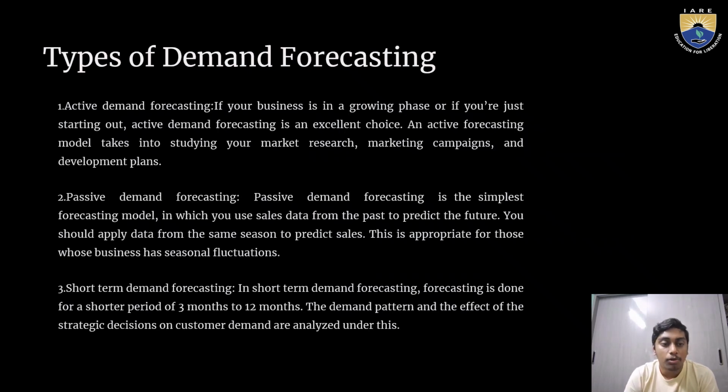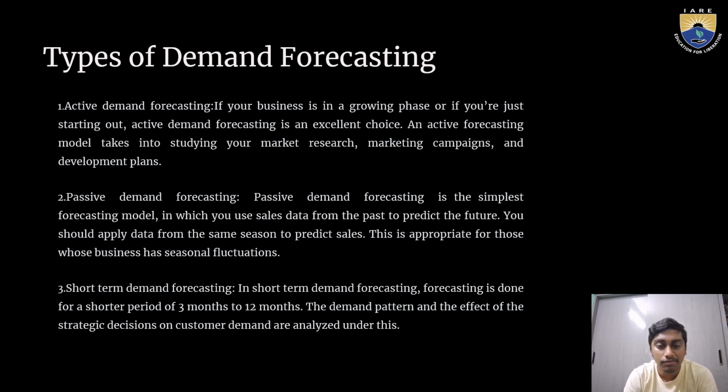So firstly, about active demand forecasting. If your business is in a growing phase or if you're just starting out, active demand forecasting is an excellent choice. An active forecasting model takes into account your market research, marketing campaigns, and development plans.